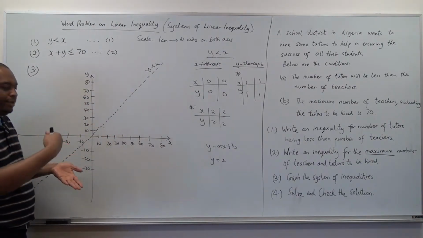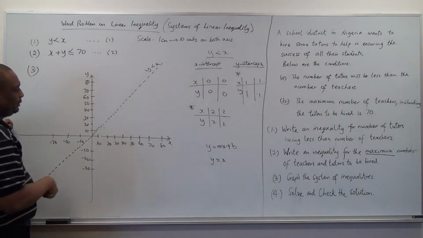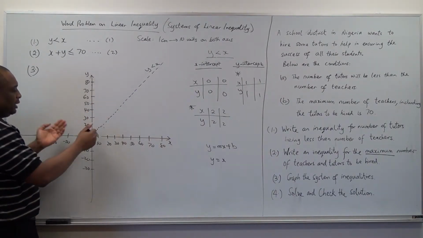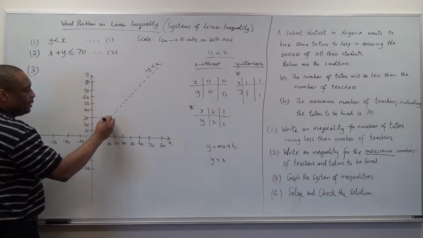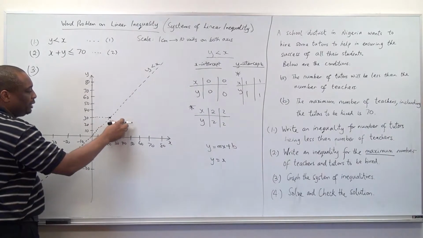When x is 20, y will be 20. You want it that way. And the same thing with the negatives. So you want to draw your line in such a way that when you choose the point 30 here, you should stop at 30 as well. You want to draw it that way.